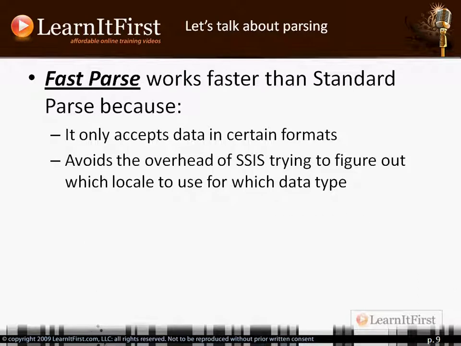Now, why is fast parse faster than standard? Well, it only accepts data in certain formats. So there's less rigid data type checking, less rigid localization. And SQL Server Integration Services doesn't have to figure out that locale. So anytime you see this word locale, you can also, in your mind, transpose that to international data. If you're in the US, you can start thinking of working with Japanese characters or German language data. And if you're in Germany, you can start thinking of working with Japanese characters or Australian data, etc., etc.